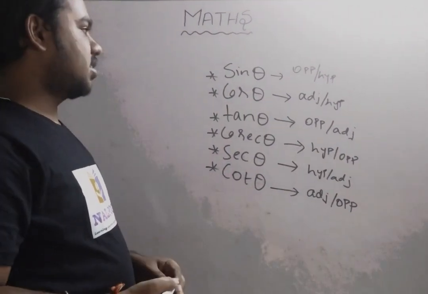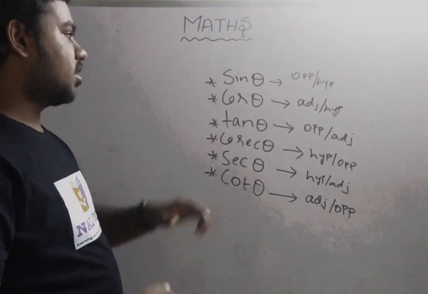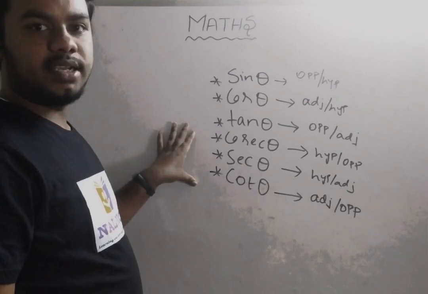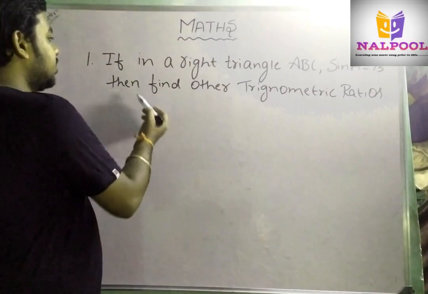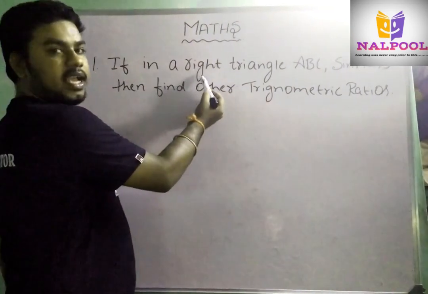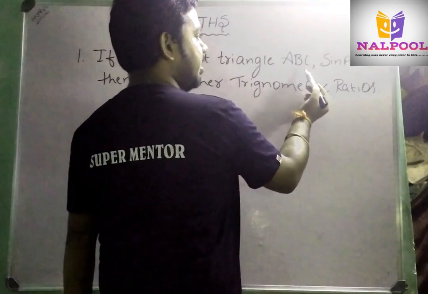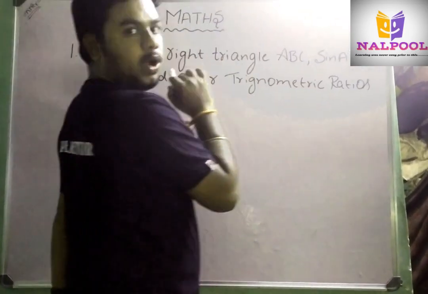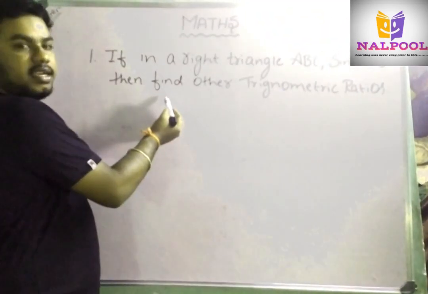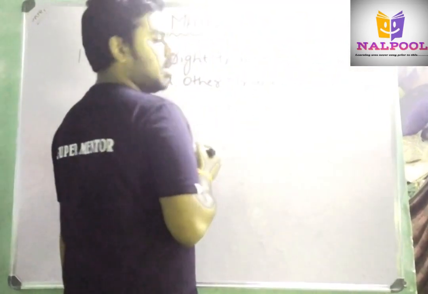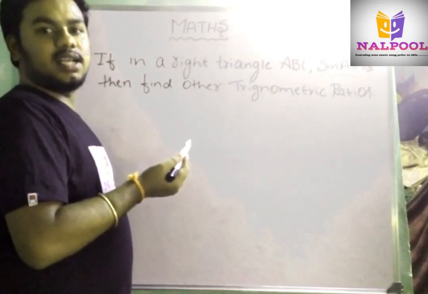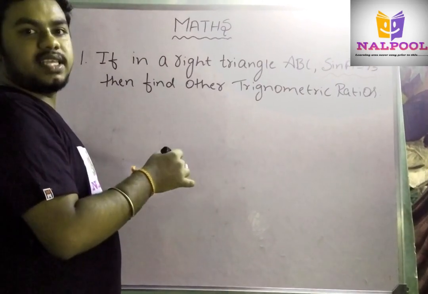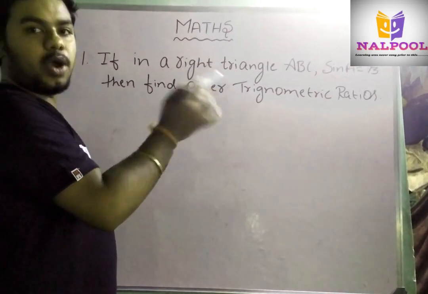In today's class, we are going to solve problems regarding trigonometric ratios, okay? It is given that in a right angle triangle ABC, sin A is equal to 1 by 3, then find the other trigonometric ratios. They have given sin A. Sin A is nothing but theta. Theta is defined at A. That's why they have given sin A is equal to 1 by 3.